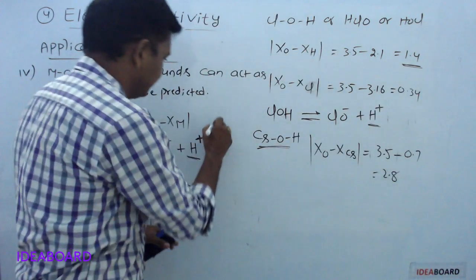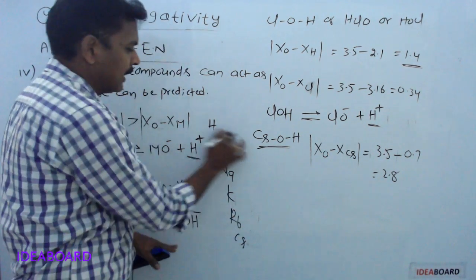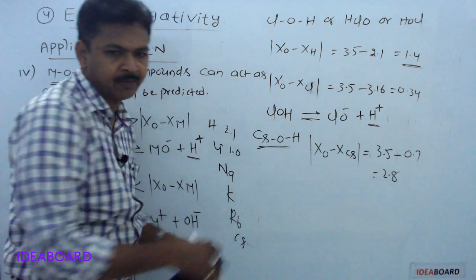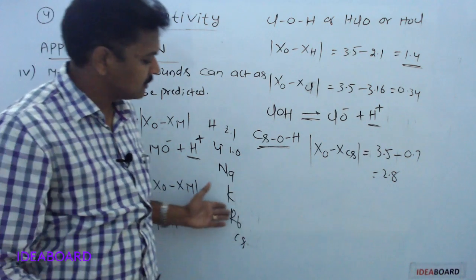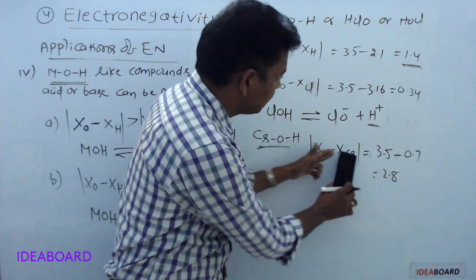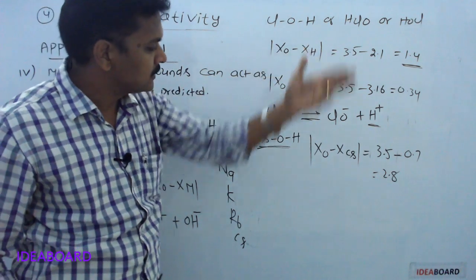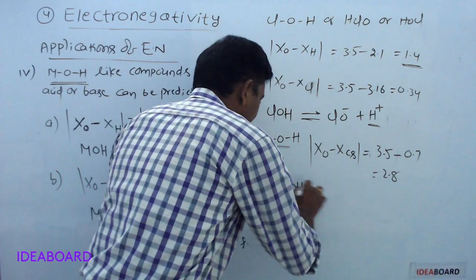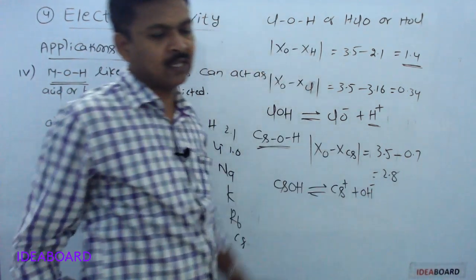For cesium it is 0.7. Take hydrogen, lithium, sodium, potassium, rubidium, cesium: for hydrogen 2.1, for lithium 1, then 0.9, 0.8, 0.7, 0.7. Top to bottom it decreases. No need to remember these values, approximately 0.7 or 0.8 like that. The difference is 2.8, so this value is more than this value. Electronegativity of oxygen minus hydrogen is less than electronegativity of oxygen minus electronegativity of cesium. So it can act as base. It can act as base means it gives Cs plus and OH minus ions.